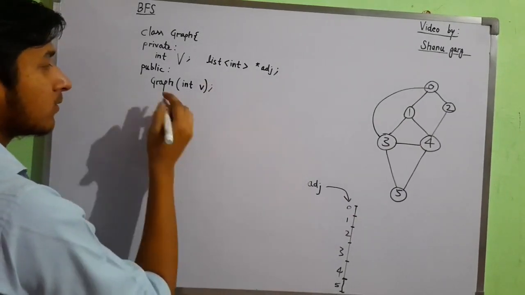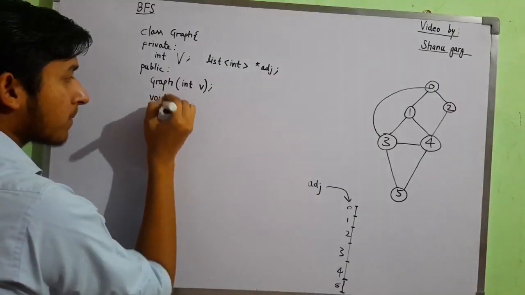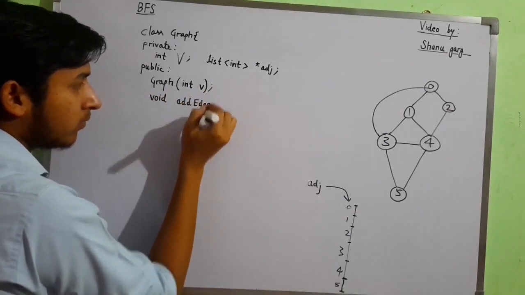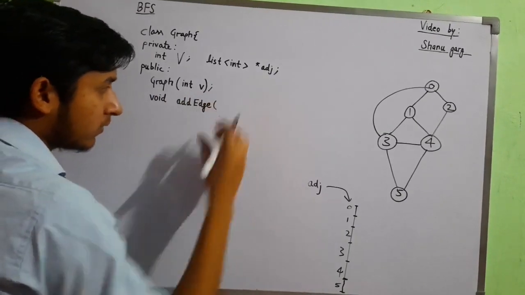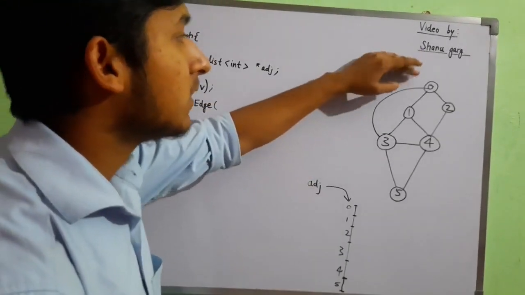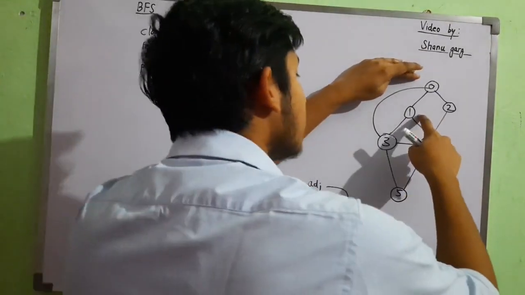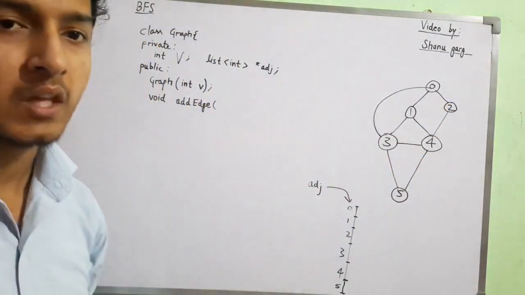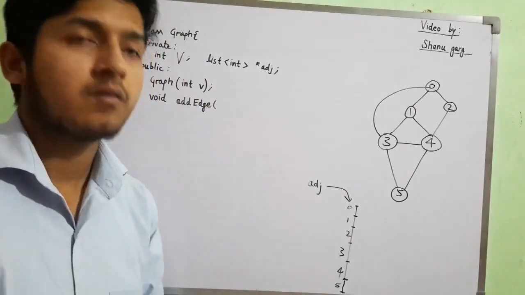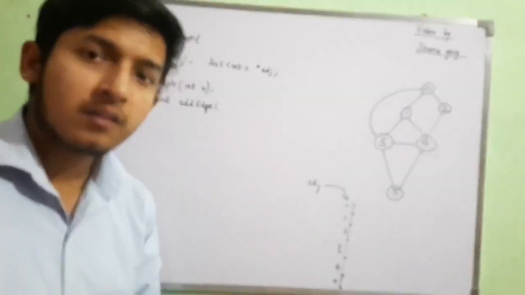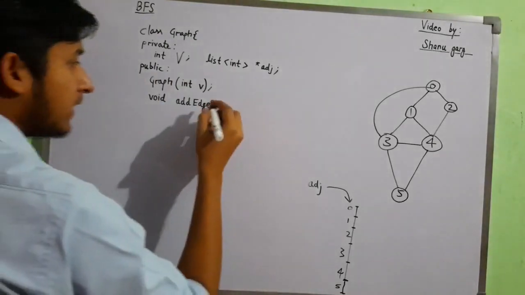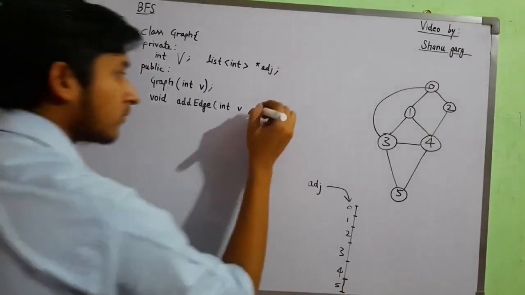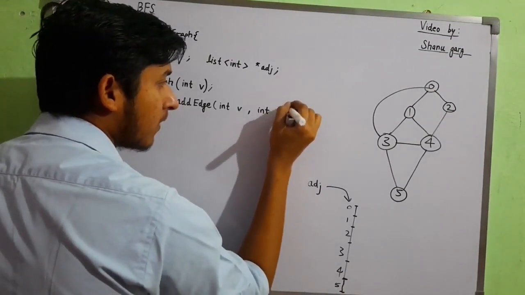Another function is add edge. Simple. When I'm given this node and told to add this edge, it will connect 0 to 1. So it will take two nodes: firstly where the connection starts, and second where the connection ends. So in this, int v where the connection starts, and int w where the connection ends.